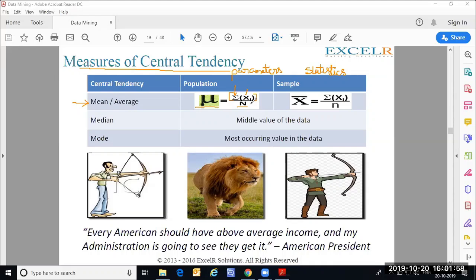Now coming to the sample mean. The sample mean is represented by X bar. The formula remains the same, but the notations differ. Instead of population parameters, you represent them using sample statistics. Summation of xi divided by small n, where small n is the sample size. Clear? Fine.